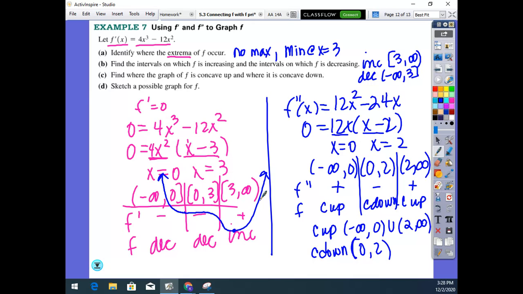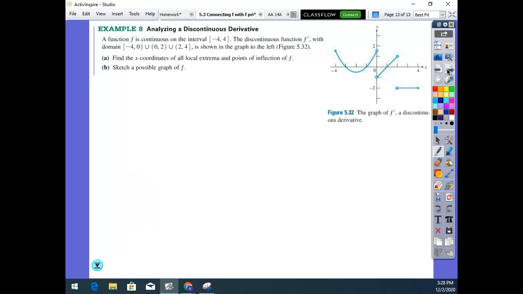Hey, last problem. Woohoo! Okay, so the graph of F prime is discontinuous. This is F prime. F is continuous, so be very careful. We're going to look at -4 to 4. Find the x-coordinates of all local extrema. This is F prime, so we always want to find where F prime equals 0 and where F prime does not exist.